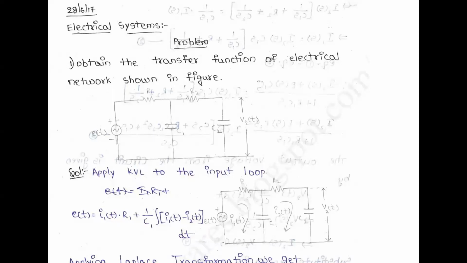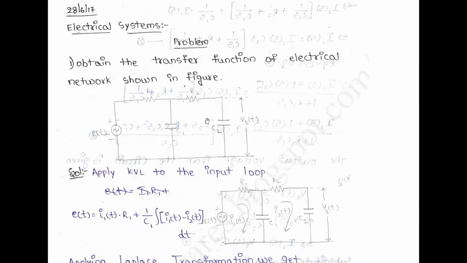We are calculating the transfer function of the electrical network shown in the figure. This is the applied voltage E(t). This is R1, this is R2, this is capacitance C1, and this is capacitance C2. V2(t) is the output voltage across the capacitance C2.